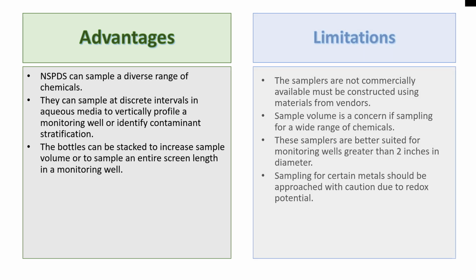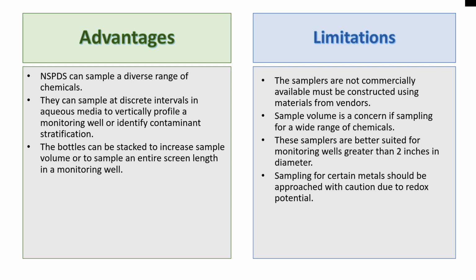Some of the advantages of the Nylon-Screen passive diffusion sampler include: they can sample a diverse range of organic and inorganic chemicals. The device can sample at discrete intervals in aqueous media to vertically profile a monitoring well or identify contaminant stratification. The bottles can be stacked to increase sample volume, or to sample an entire screen length in a monitoring well. Some limitations include: the samplers are not commercially available, but can be constructed using materials from vendors.